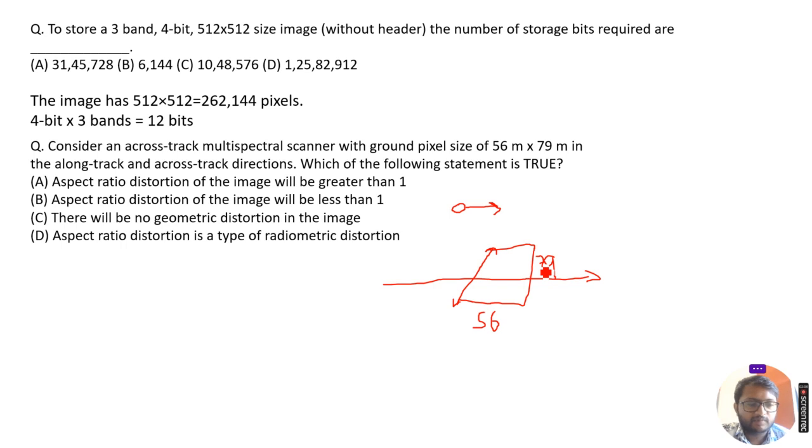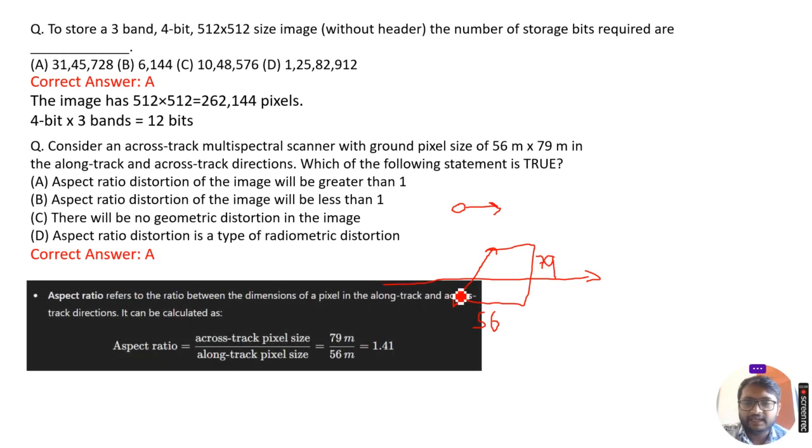So do you know anything about aspect ratio? What will be the formula, or what do you mean by aspect ratio? It's height upon width. If we have a square, the aspect ratio will be 1. If we convert it into a rectangle, it will be greater than 1 or less than 1. If we consider the formula, the aspect ratio will be width divided by height. So here it is across the track divided by along the track. So 79 by 56.